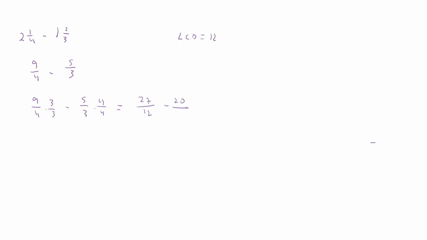And let's do our subtraction the same way. So we'll have 2 1/4 minus 1 and 2/3. So we have to convert that to improper fractions. So that's 4 times 2 is 8, plus 1 is 9 over 4 minus 3 times 1 is 3, plus 2 is 5, so that's 5 over 3. And again, our LCD is equal to 12. So we're going to take 9 over 4 times 3 over 3 minus 5 over 3 times 4 over 4. So we'll have 27 over 12 minus 20 over 12, which is 7 over 12.